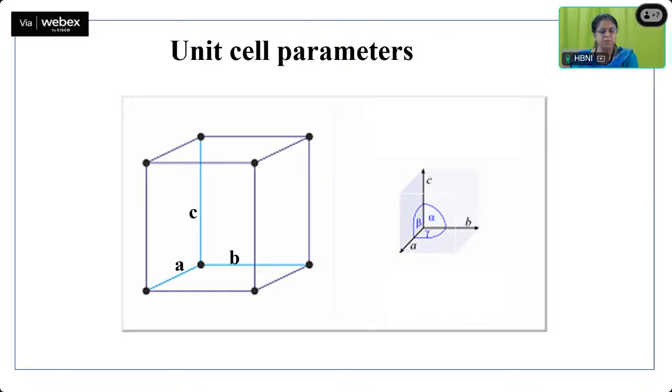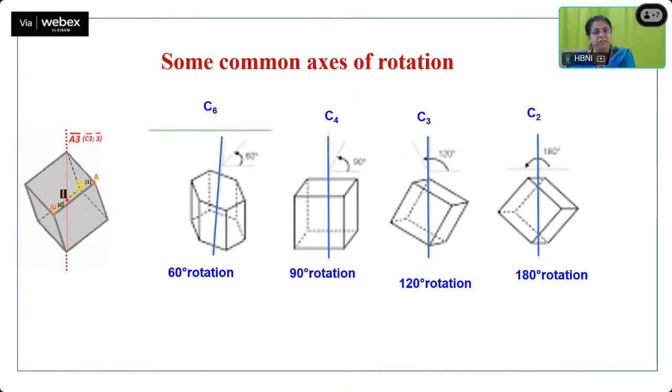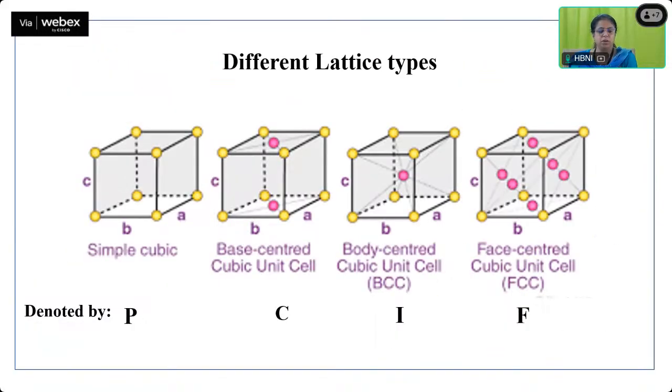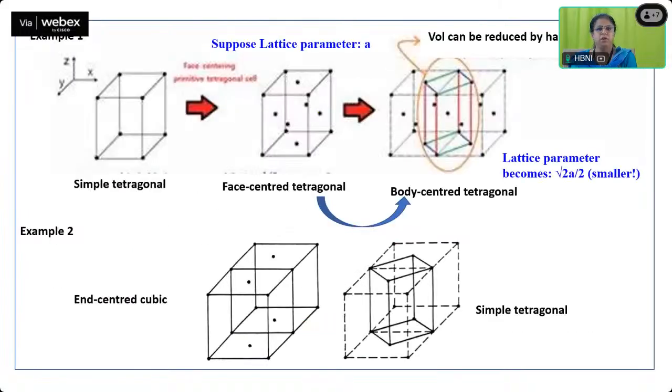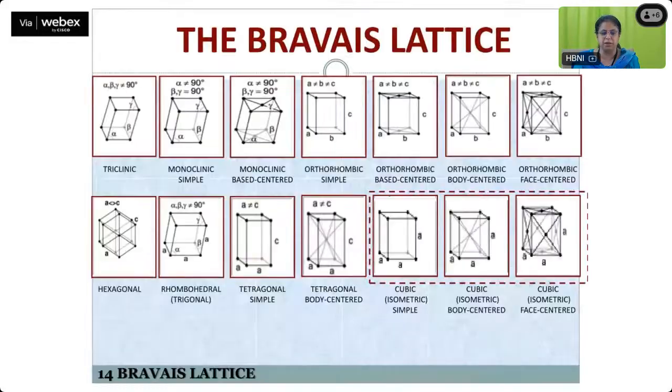So in the last class, we studied what a unit cell is, how we define a unit cell, what the different crystal systems are, what the different lattice types are, and also the concept of basis and how we count the number of atoms in the unit cell. We also talked about Bravais lattices, how many Bravais lattices are formed, how the term Bravais lattice comes into the picture, and what exactly its meaning is.